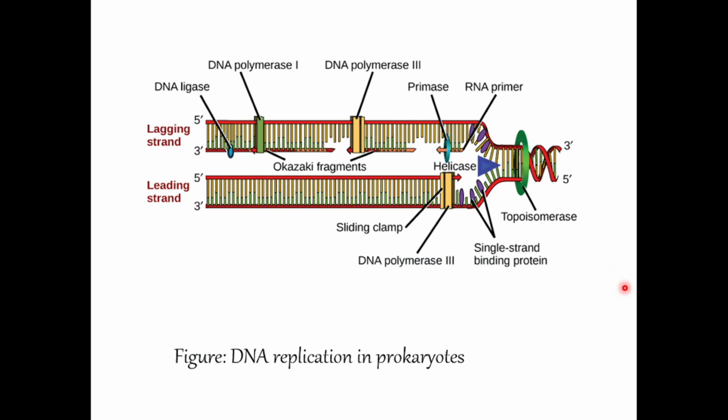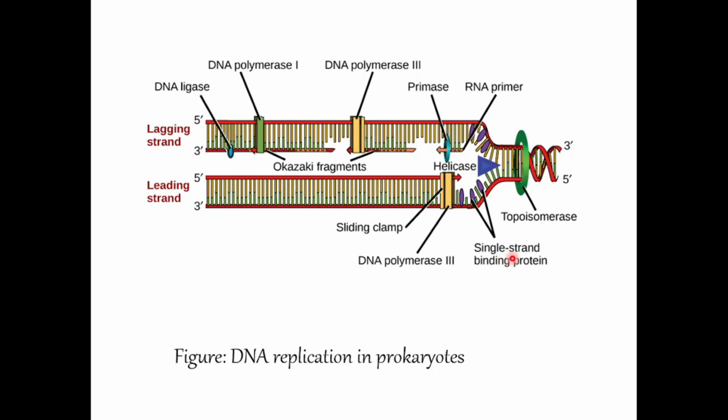Look at here. Here is the topoisomerase enzyme. This is a strand of DNA. Replication begins at the origin of replication. Then the bubble will be formed. After that, helicase separates the strand. This is the helicase enzyme. The topoisomerase enzyme removes supercoiling, so that the helicase enzyme can easily cut the bonds.